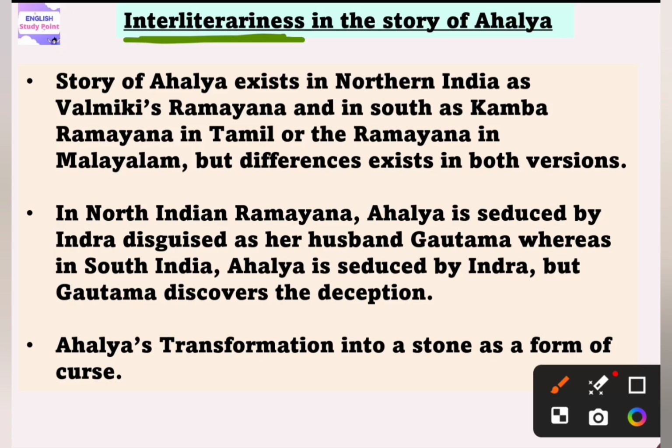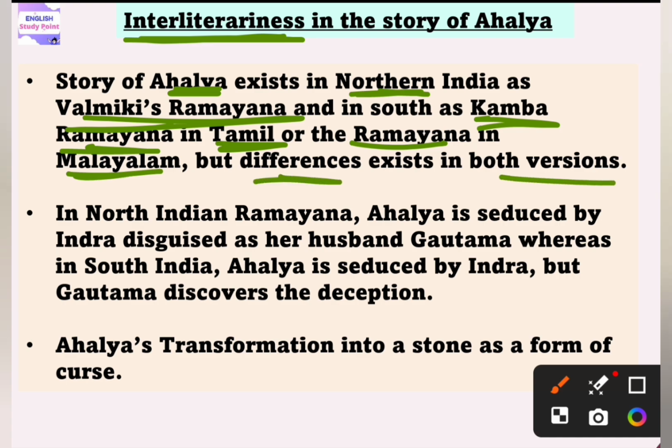Now this particular story of Ahalya exists in northern India as Valmiki's Ramayana and in the south as Kamba Ramayana. Kamba Ramayana, this title is specifically known in the Tamil region, and it is also known simply as Ramayana in Malayalam, but there exist differences in both versions. So from this particular line, we get to know that Ahalya's story exists in both northern as well as southern Indian mythology, but Ahalya's story is prominently featured in the Ramayana, which is a kind of northern Indian epic.